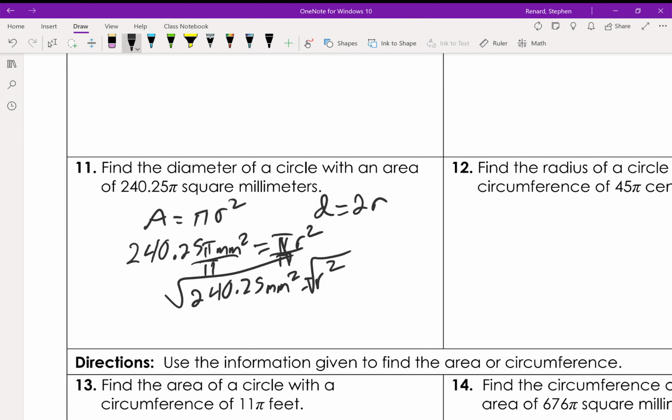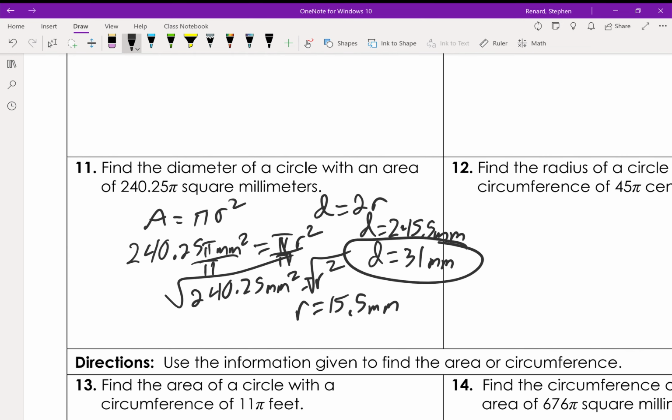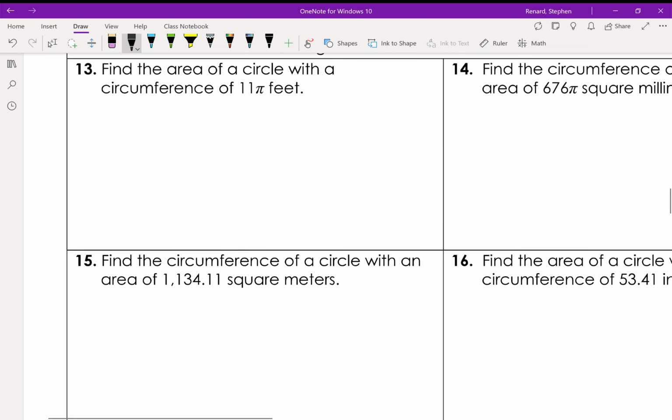Take the square root of both of those, and we get that the radius equals 15.5 millimeters. We know then the diameter equals 2 times the radius, or 31 millimeters. Boom. Okay. Easy peasy.